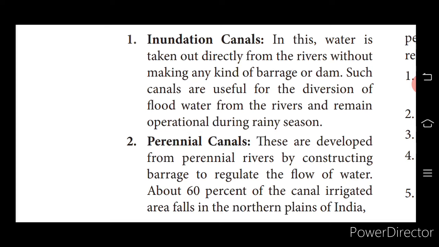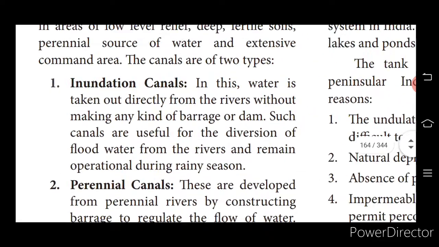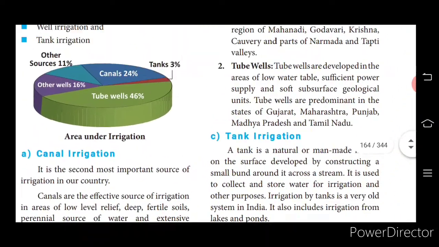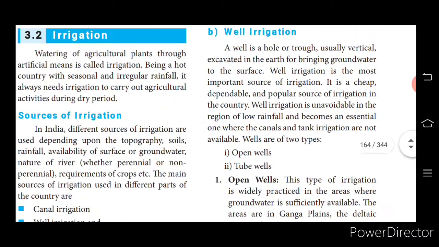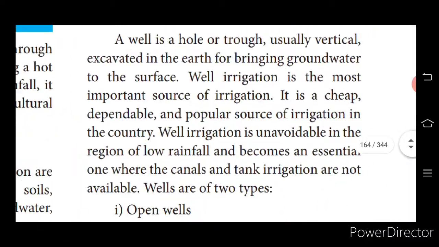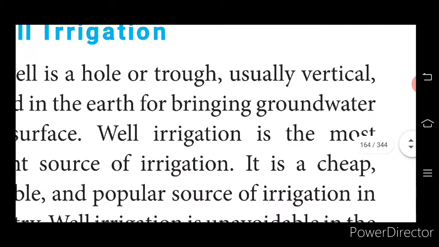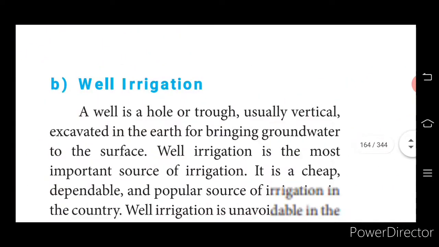Directly. Then perennial canals means these are developed from perennial rivers by constructing barrage to regulate the flow of water. About 60% of the canal irrigated area falls in the northern plains of India. Okay. Now coming to the second part, that is well irrigation. You know from the word itself, well. Well irrigation means from the well it has been irrigated.